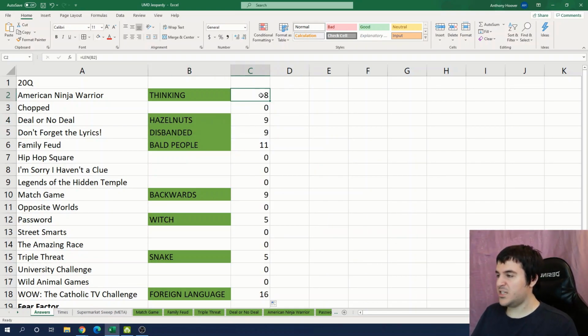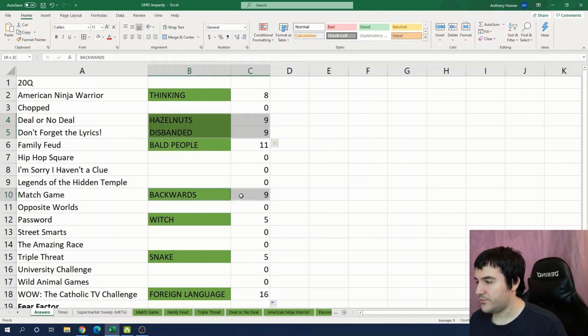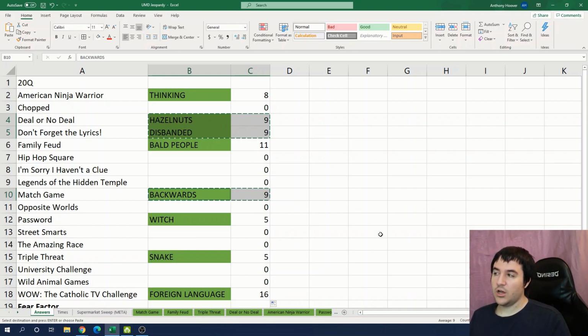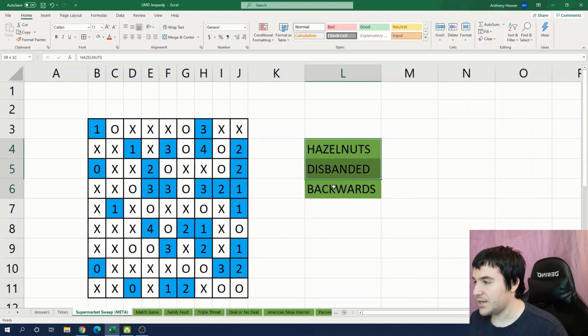Okay, I've added a column here to tell me how long my various answers are. I currently have three answers that are nine letters long. And coincidentally enough, the other answers, thinking, bald people, witch, snake, and foreign language, are the kinds of things that I could imagine there's a word existing for the fear of those. So I think those answers go with the fear factor meta puzzle, and I think these nine letter answers go with the supermarket sweeps meta puzzle. So now there's the question of how do I know which of these goes to which row?